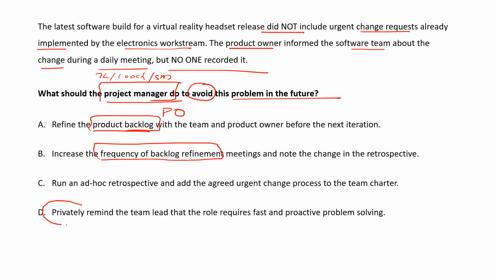This word can never be the right answer to any right question. Always remember: privately. What does privately mean? It could be individually, one to one, but privately remind the team lead. You are the team lead, boss. You will remind yourself privately? So it's not going to happen. As I said, who are you? Project manager, team lead, coach, scrum master. They are your words. So you will remind yourself privately? No. So yes, the remaining answer was C. Great.